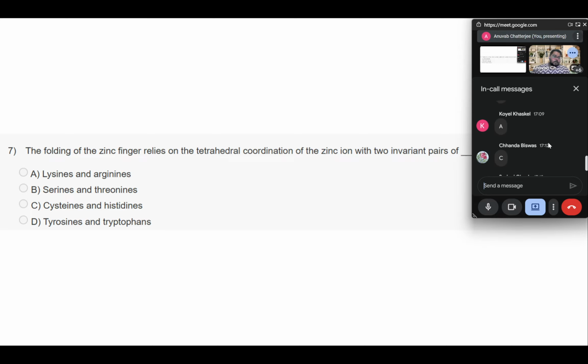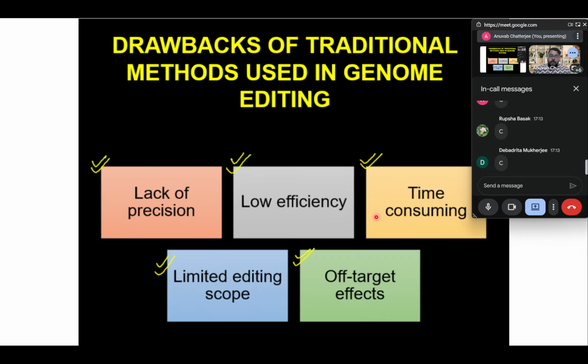Okay, so Chanda, Srijoni Koel and Ruksha also say it is C, cysteines and histidines. Anyone else want to try? Devadit also says it is C, cysteines and histidines. Let us look at it.